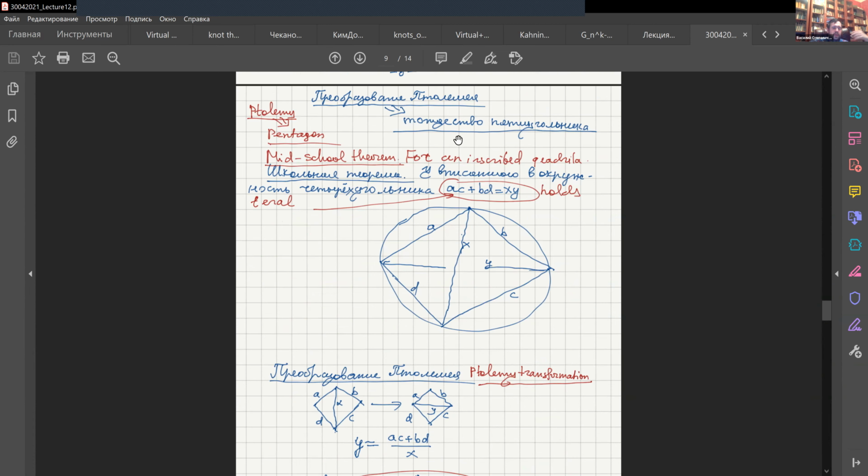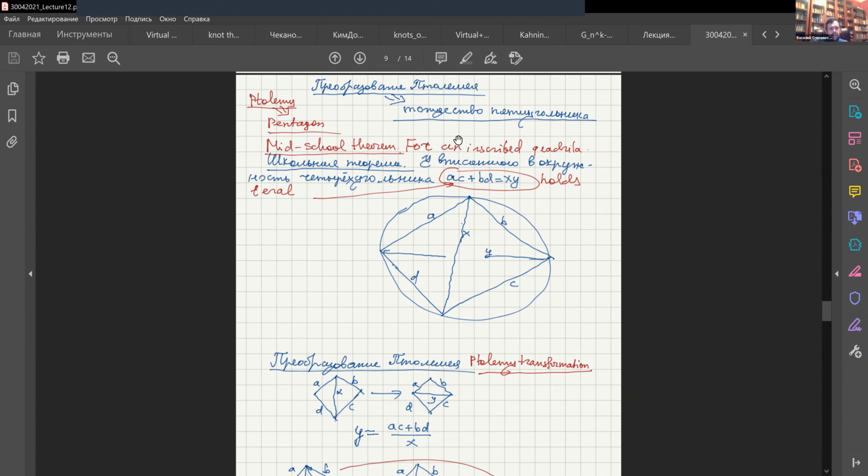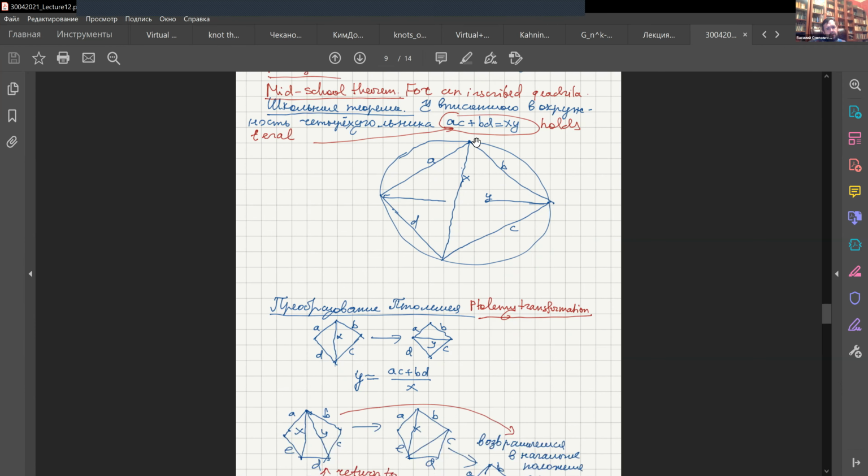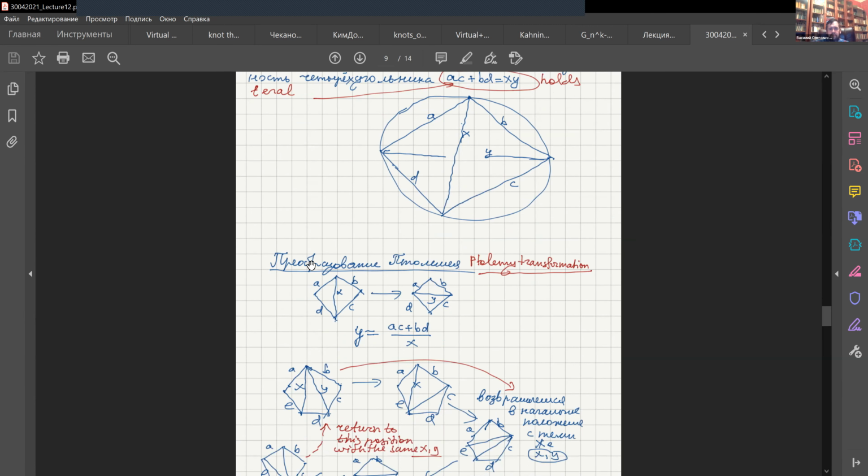Okay, and now I'm interested in the question whether we can represent this group, whether we can get some action of this group. I'm not going to define it explicitly, but I want to consider just the Ptolemy transformation. The Ptolemy transformation goes as follows. So we have this y, which equals AC plus BD over X when we change the triangulation of the quadrilateral.